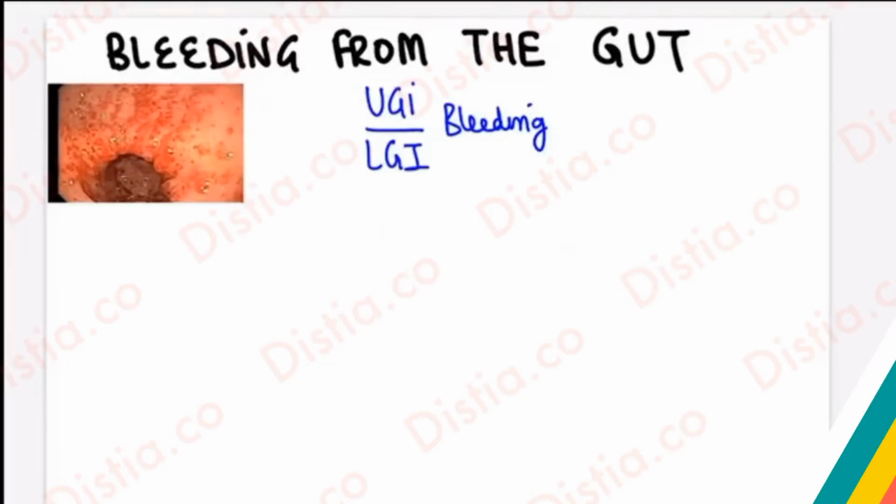Describing to you aspects related to the GI tract. I'll begin the discussion by describing an unconventional topic, that is bleeding from the gut. You are familiar with the fact that upper GI bleeding versus lower GI bleeding, the anatomical landmark that we use is called the ligament of Treitz.